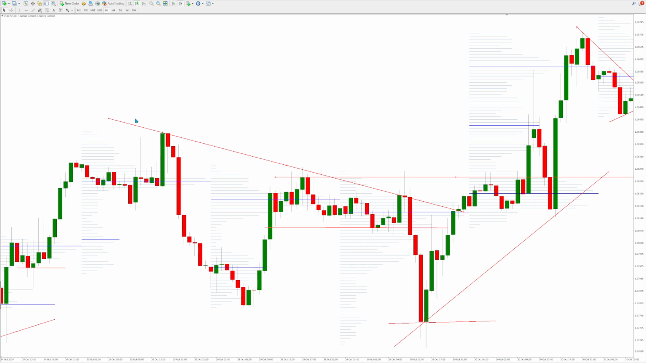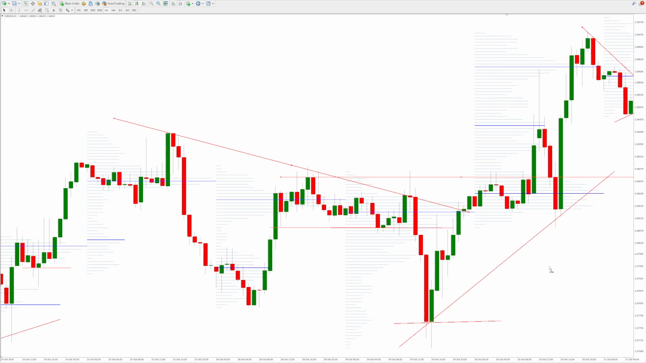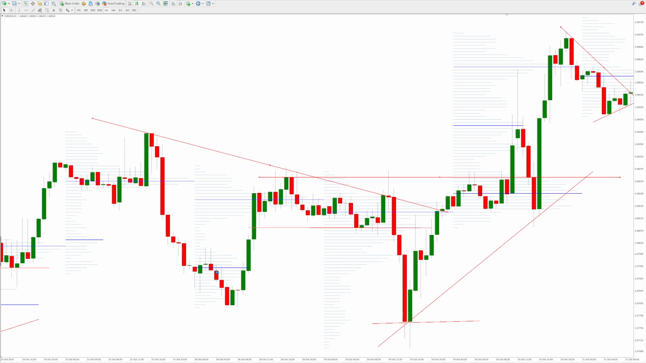So to narrow things down, just look at the overall bigger picture. Okay, this is my way to trade it. You can do as you please, but look at the overall bigger picture. Look for your chart patterns as well, and just make sure you confirm your entries.